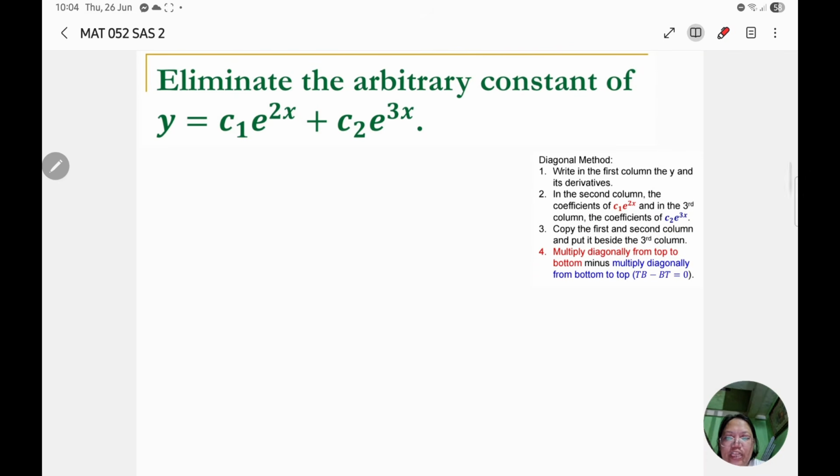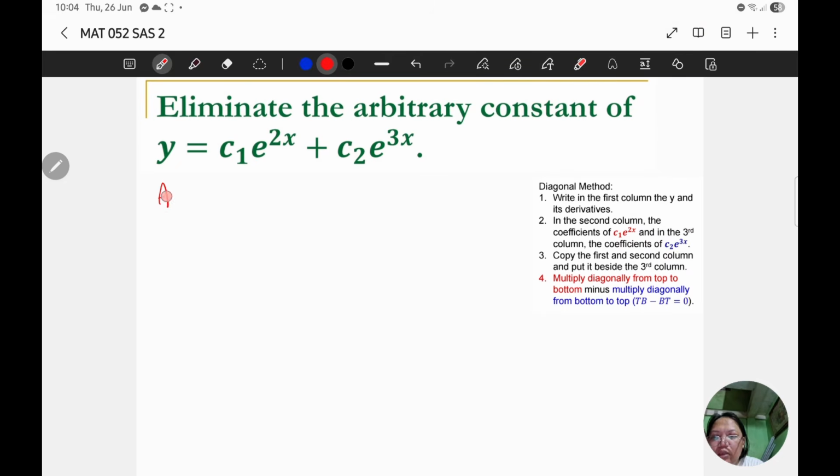Example. Eliminate the arbitrary constants of y equals c sub 1 e to the 2x plus c sub 2 e to the 3x. c sub 1 and c sub 2 are the arbitrary constants. So we have 2 arbitrary constants, meaning we will derive the equation twice. So first step is to derive the equation twice. Then use the diagonal method or use the determinants.